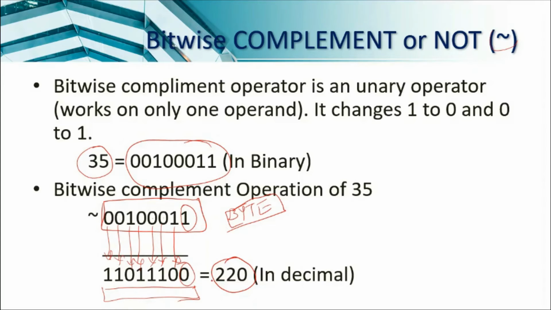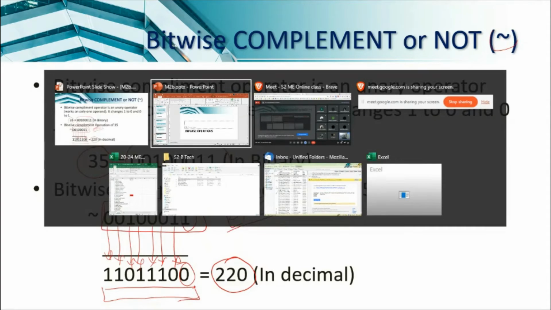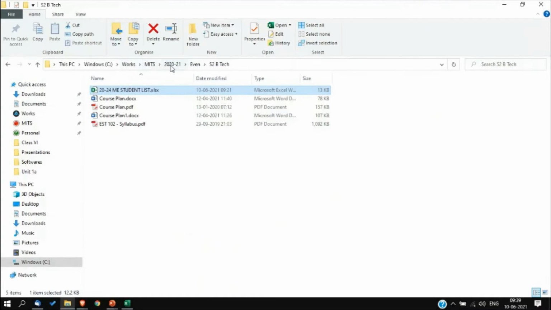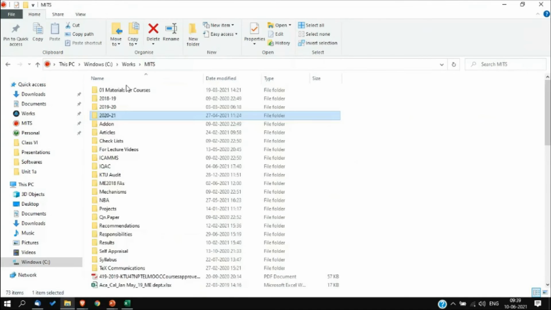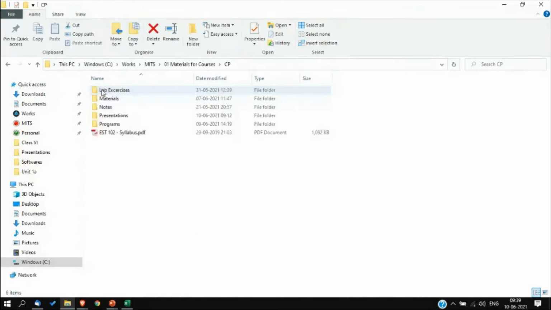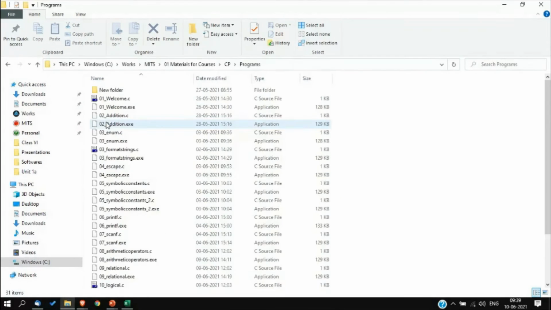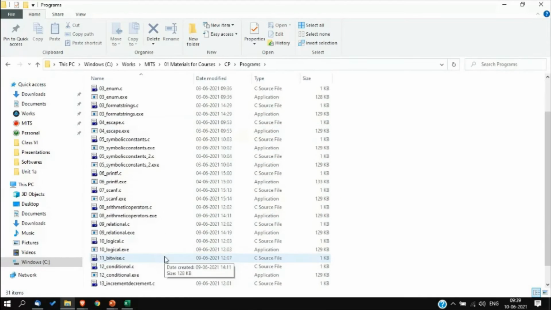But actually what happens is when we find out the bitwise complement of 35, we will be getting minus 36. Let's see how we are getting it in C programming. I'll show you the program. So that is the bitwise operator.